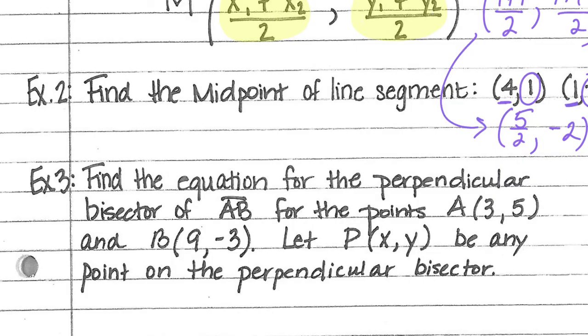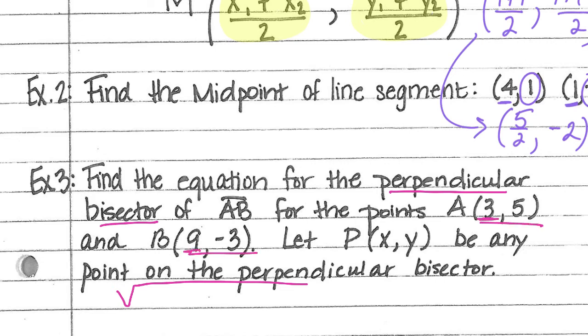All right, so the last question in our examples today is going to say this. Find the equation for the perpendicular bisector of line AB for the points A (3, 5) and B (9, -3). Let P(x, y) be any point on the perpendicular bisector. So I'm going to go ahead and use what we would use as the distance formula. And I'm going to take the first point and the second point.